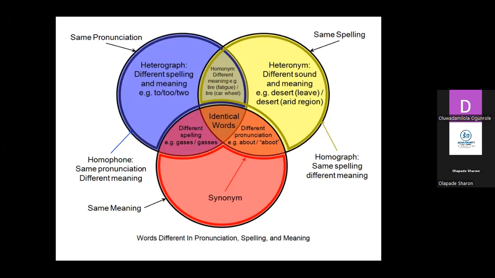We'll be looking at heterographs, that is different spelling and meaning. We'll be looking at heteronyms, different sound and meaning. We'll be looking at homophones, same pronunciation, different meaning. We'll be looking at homographs, same spelling, different meaning. I'll be looking at synonym. And to add, we'll also be looking at antonym. But basically, I will start with the simplest of them all, and that is the homophone.